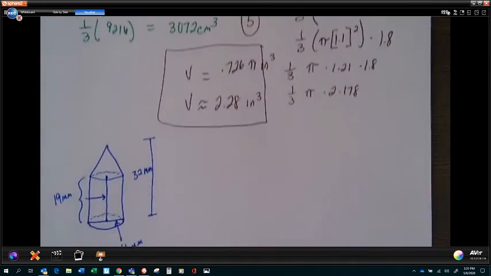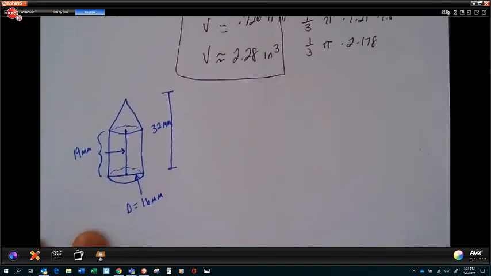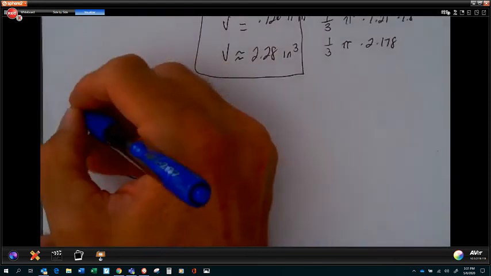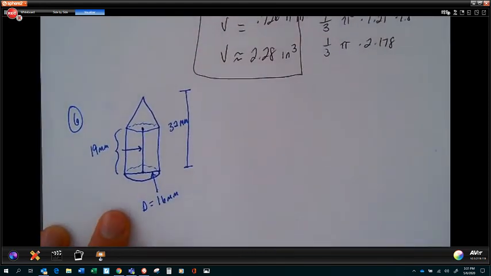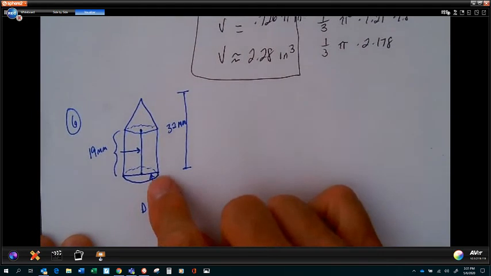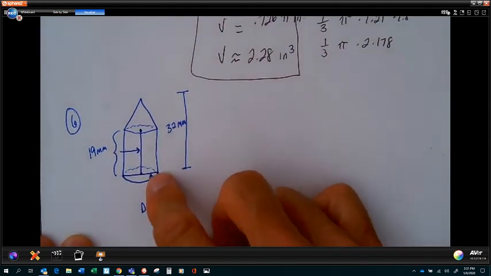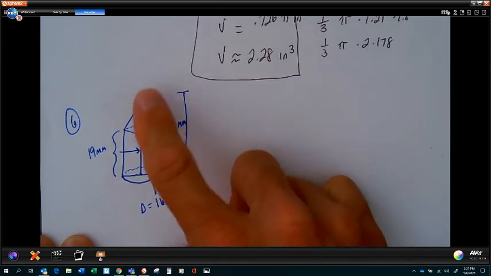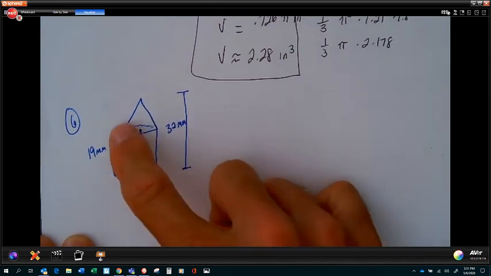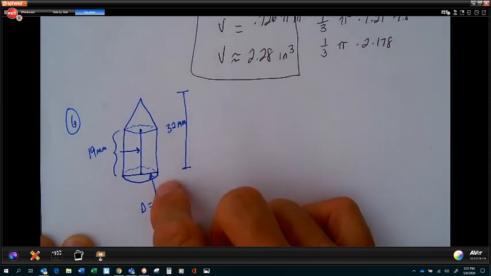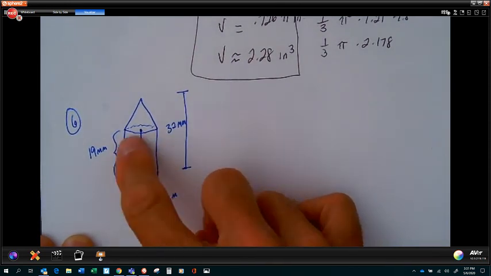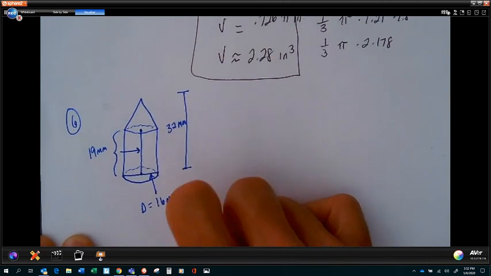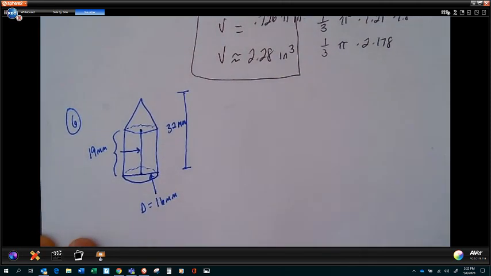Okay, now for our last problem, number 6, we're going to do a composite figure. This time dealing with a cylinder and a cone on top of each other, so it's one unit. It almost looks like a crayon. The entire height of this whole figure is 32 millimeters. The height of the cylinder is 19, and the diameter, which is also the diameter here, is going to be 16 millimeters. Go ahead and pause this and work everything out and see what you come up with.